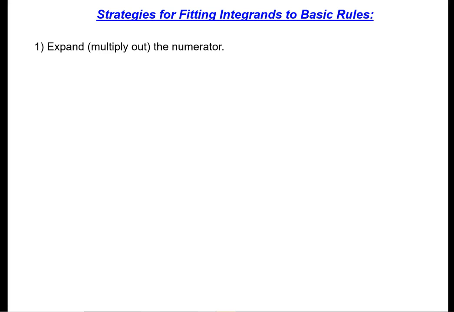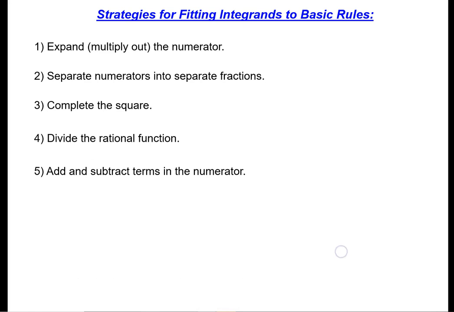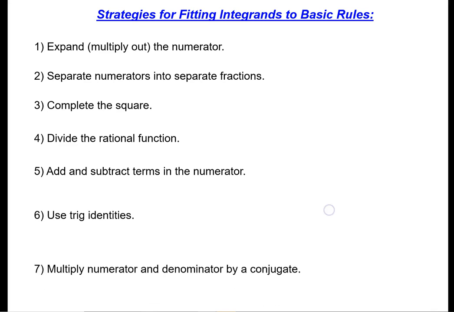this unit. Expand or multiply out the numerator if that's helpful. Separate numerators into different fractions and set up two different integrands. That might be helpful. We saw that in a couple of these examples. Complete the square. That tends to work better when we have a denominator and we need to make it fit one of our inverse trig rules, and we'll talk about that some more. Divide using long division, if that helps. Add and subtract terms like I did with that e to the x a couple minutes ago. Use trig identities like we saw in that last example.